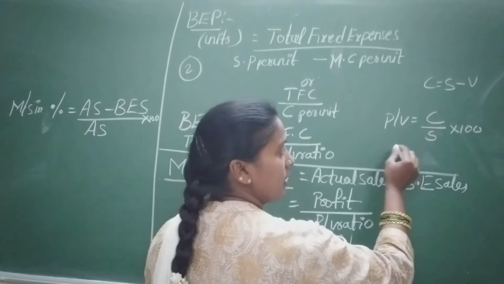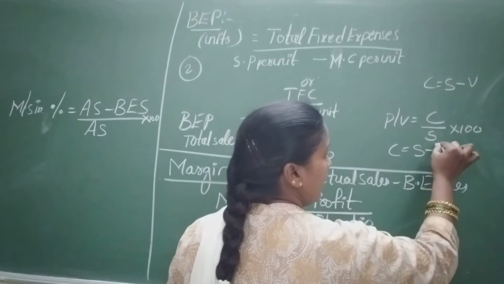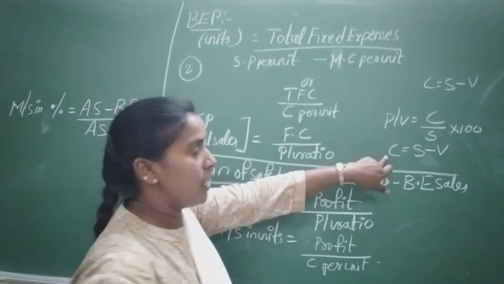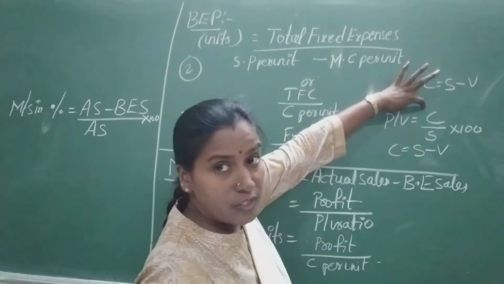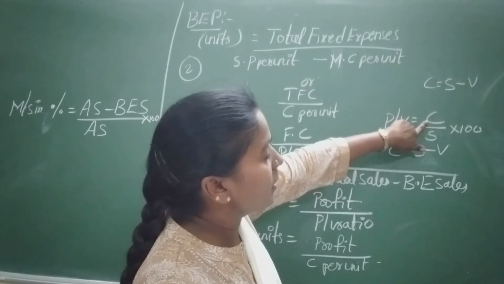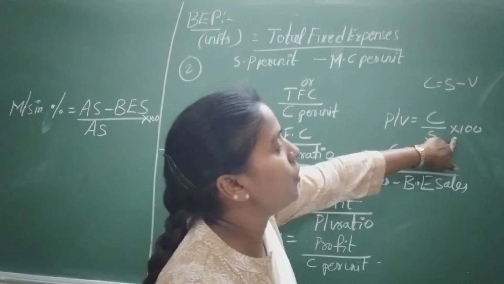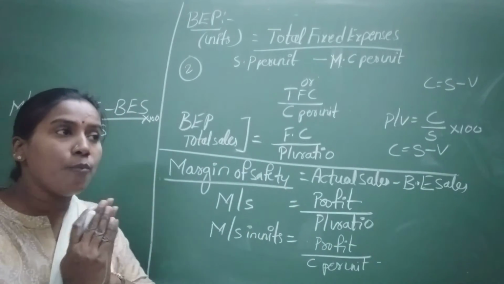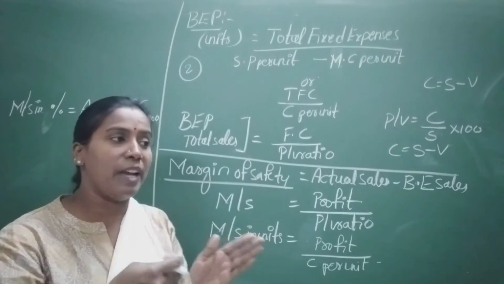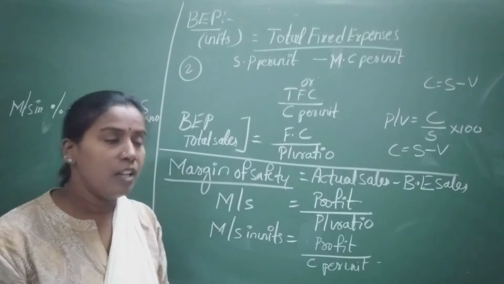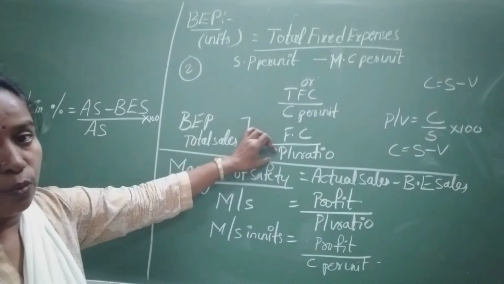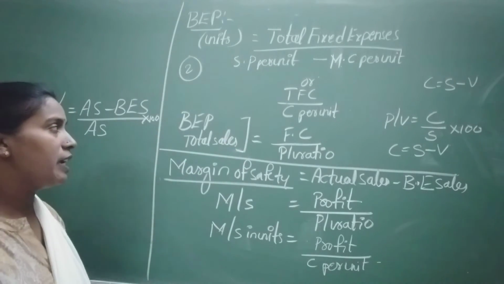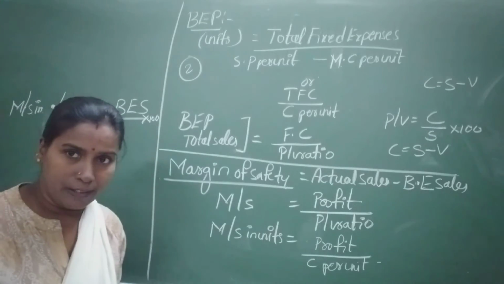Again we should calculate C. What is C? C formula is S minus V. If you get S minus V, you get the value of C. After getting the value of C, you divide contribution by sales into 100. You get some percentage. This is the percentage of profit I achieved for my investment this year. That is called PV ratio. If you divide fixed cost by PV ratio, you get break-even total sales.